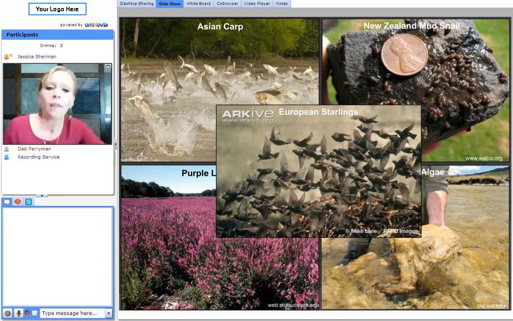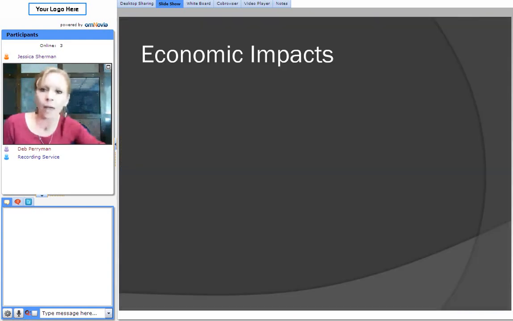And then these are European starlings that are flocking. These outcompete a lot of our native bird species. So this just gives you an idea of some of the different species that we see as invasive. Okay. Now, invasive species can have huge impacts to the biodiversity, but they also have economic impacts for us.